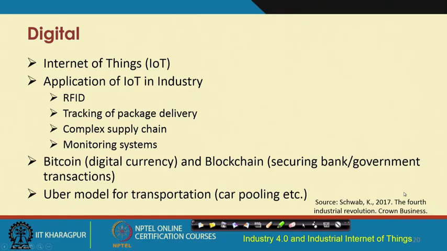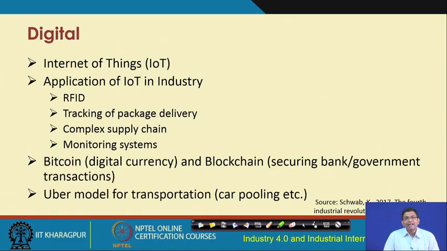This digital transformation has been happening, and now we have the introduction of sensors, connected actuators, and so on. These are all about the use of the Internet of Things. Sensors being used, RFIDs, NFCs, tracking of package delivery, typically by courier companies, this is quite common. Complex supply chain monitoring systems are all a reality now in this fourth industrial revolution. We have all heard about the use of digital currencies, Bitcoin for example, and the use of blockchain for securing bank transactions, government transactions, and so on.